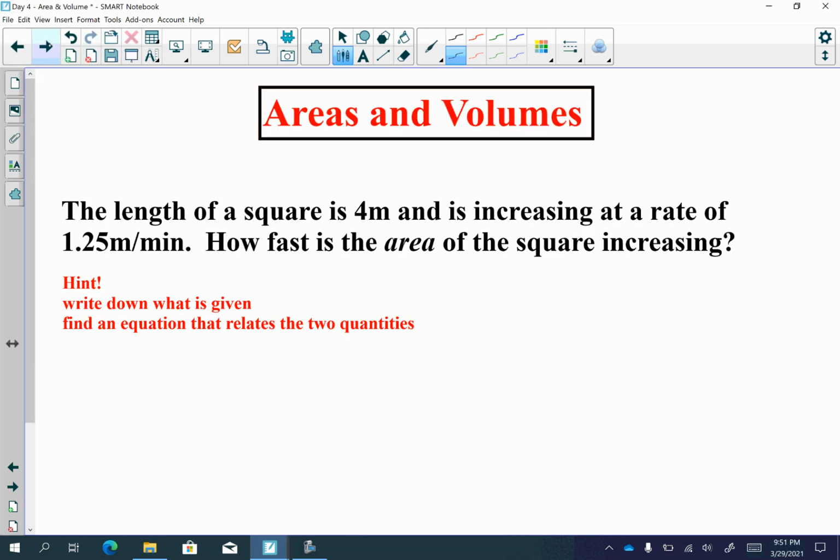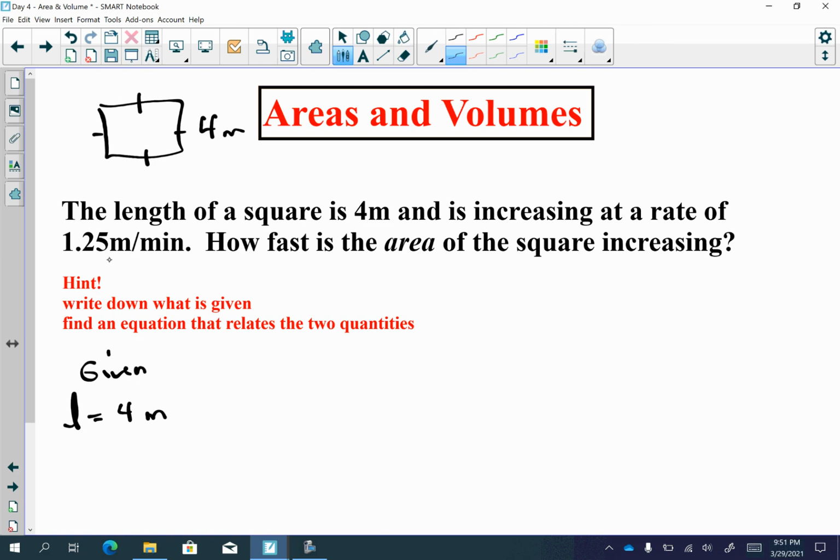So here we go. The length of a square is 4 meters and is increasing at a rate of 1.25 meters per minute. How fast is the area of the square increasing? So first of all, the length of the square. I like to write down my given information. Again, I don't need to draw a diagram for this. It's just going to be a square. The length would be 4 meters. All side lengths would be 4. So I know that L is 4.